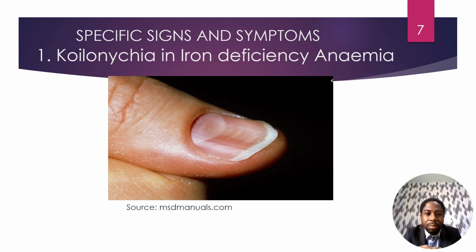Then we have specific signs and symptoms of anemia and their clinical features. These specific signs and symptoms are unique to the various types of anemia. So for example, if somebody presents with iron deficiency anemia, a classical specific sign that will show is called koilonychia. Koilonychia means the fingernails become concave and brittle as seen in the diagram. So the fingernails, this is the thumb, the nail has become concave and also brittle. It's called koilonychia. This one is unique to iron deficiency anemia.